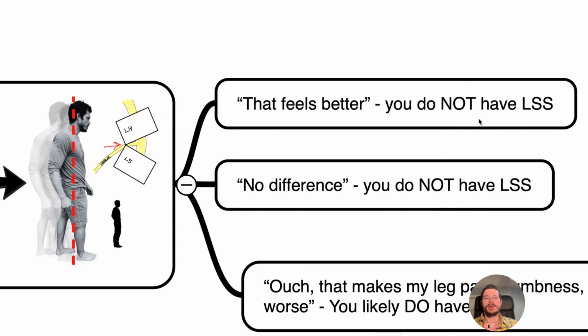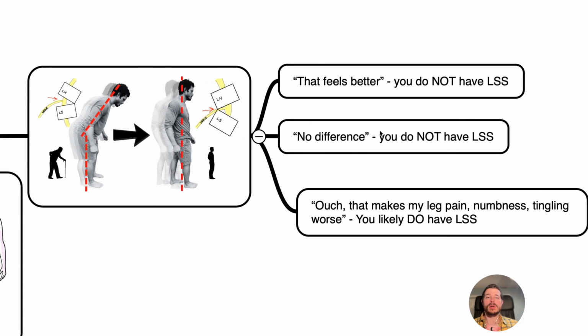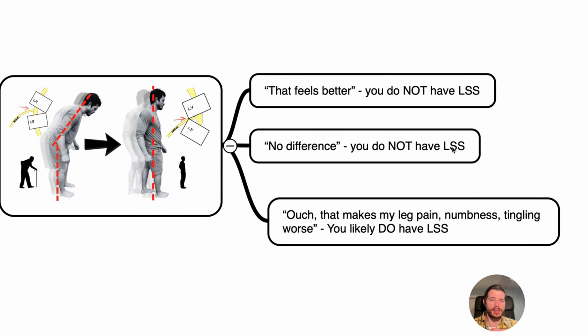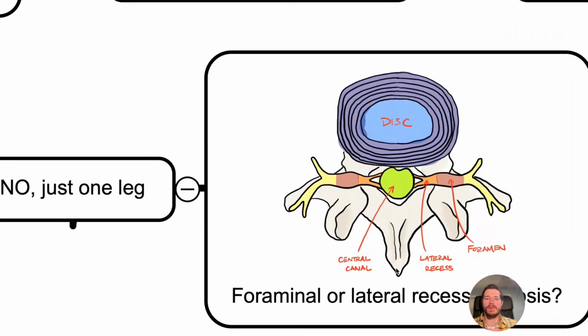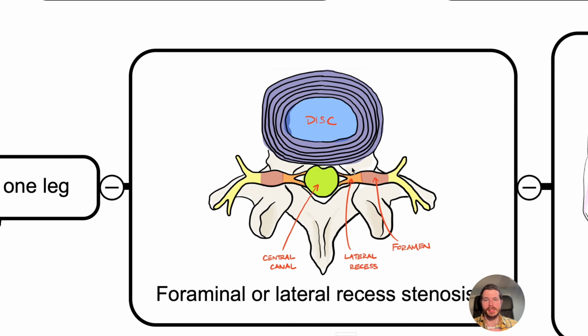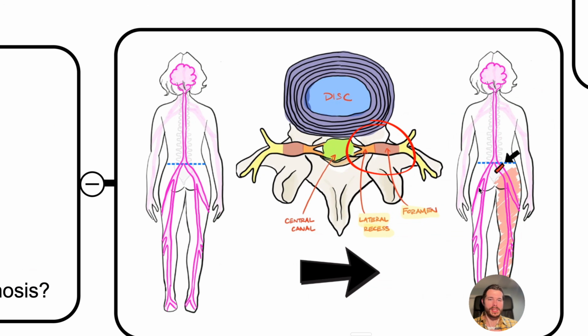So if you say, hey, that feels better, you do not have spinal stenosis, LSS, lumbar spinal stenosis. If there's no difference, again, you do not have spinal stenosis because it should make you worse. If you say, ouch, that definitely makes my leg pain, numbness, tingling worse, then you likely do have neurogenic claudication as a result of lumbar spinal stenosis. And symptoms in both legs? No. You have symptoms just in one leg, and chances are you have what we call foraminal or lateral recess spinal stenosis right in this area, and you will see that you have one-sided symptoms. It's a one-sided compression or problem, one-sided symptoms.